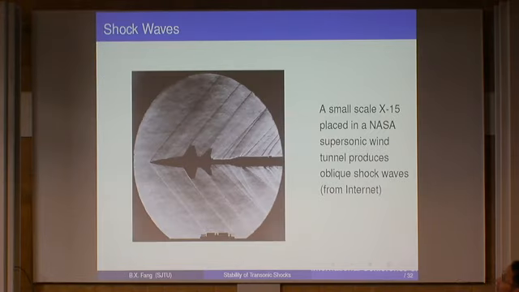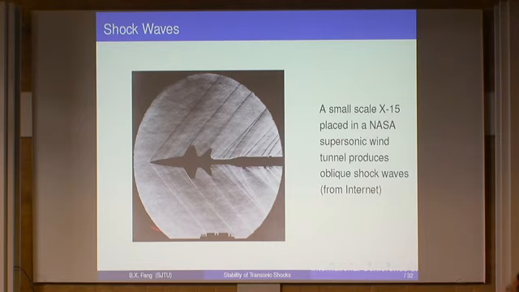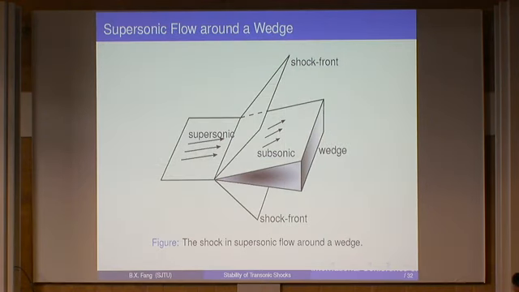So first, let me give a brief introduction. So this is a picture I downloaded from internet, and which shows the oblique shocks. So this is a shock ahead of the nozzle of the flight, and also a shock front ahead of the airfoil. So there's a lot of shock fronts here. So here we are interested in the shock fronts attached to the airfoil. So mathematically we can model this problem as a wedge.